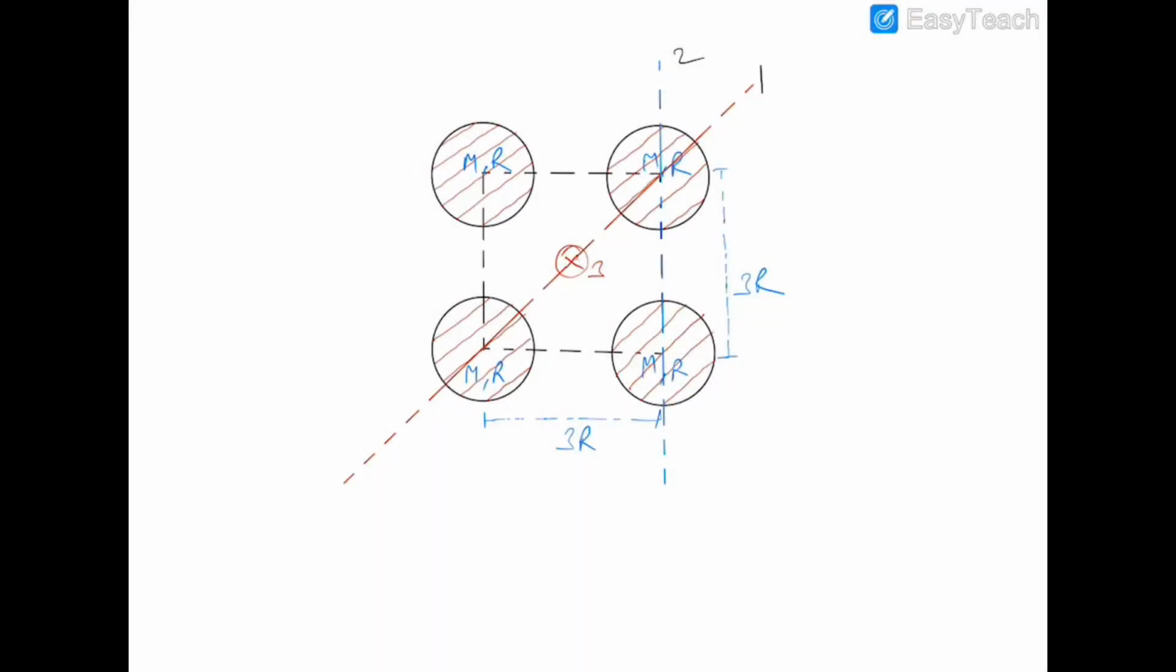Hello guys, in this video we'll take two examples which are based on parallel axis theorem. So here is the first one, in which there are four spheres, each of mass m and radius r. They are placed in such a way that their centers are spaced equally at a distance of 3r, making a square, and we have to find out the moment of inertia of this system about these axes.